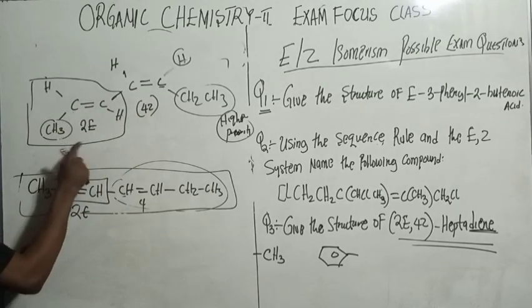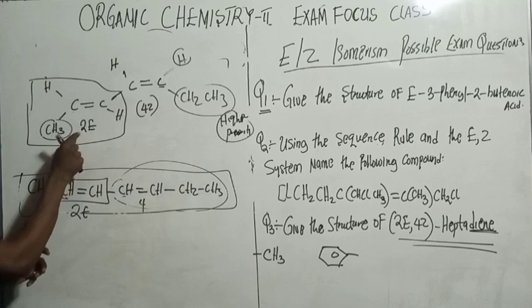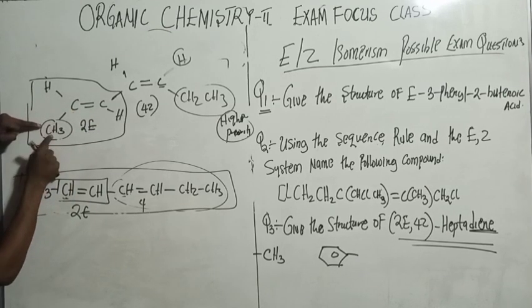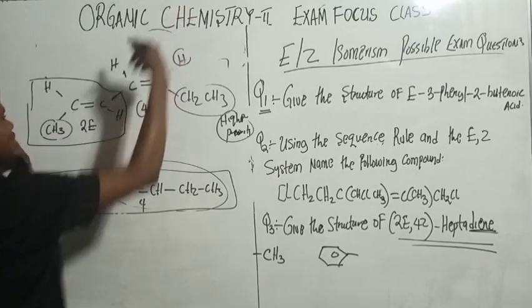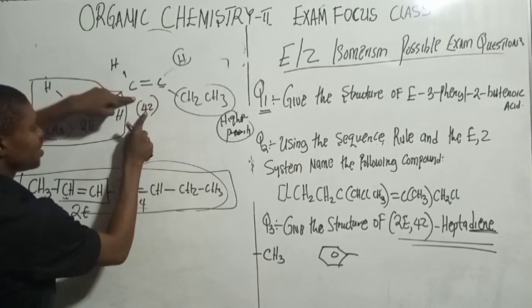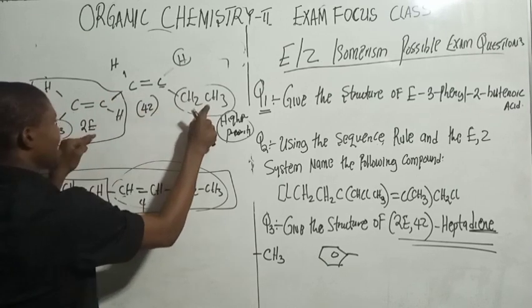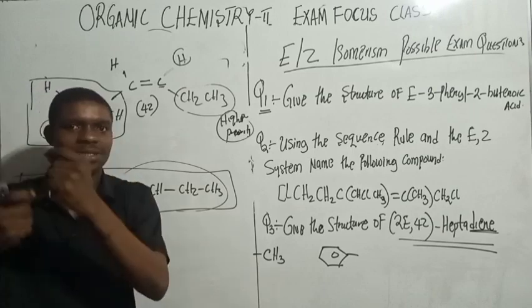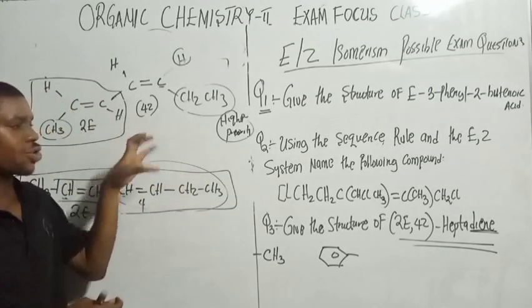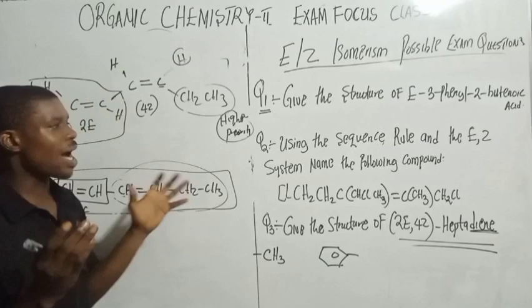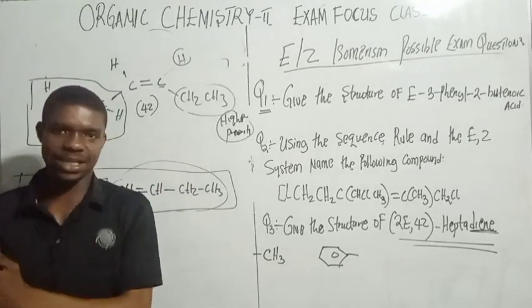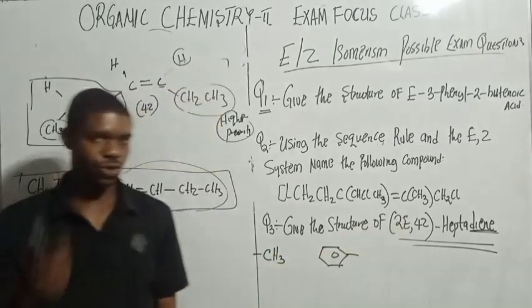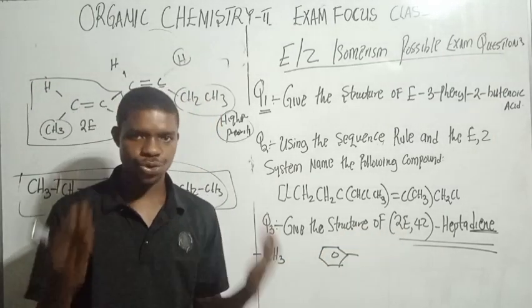So I count back two, like the two at this point here is E. Why? Because this guy and this guy are on opposite sides. And these two points here are Z, because this guy and this guy have the highest priority and they are on the same side. Do you understand? So it's a little bit tricky and technical. So this is the structure. Now, you can be given the structure and told to assign E and Z, but it's very rare. Most of the questions in the exam, they'll give you something like this, a name, and you draw the structure. And this is how to do it.